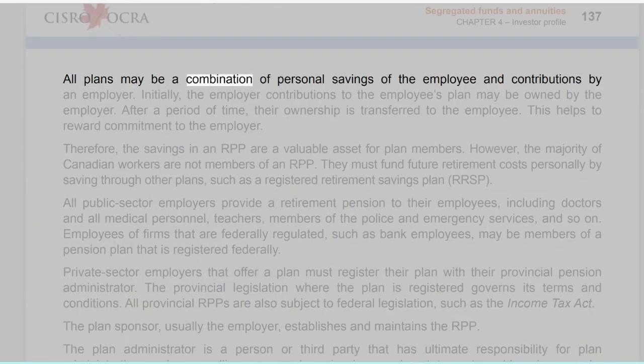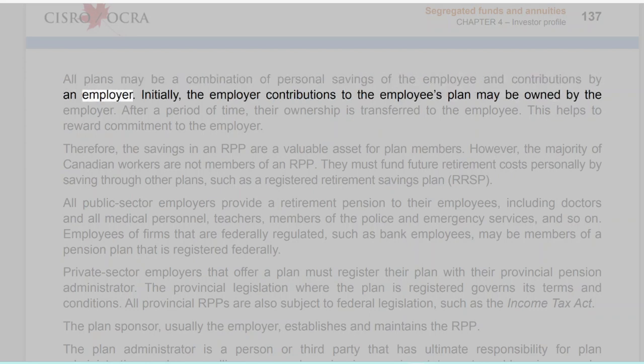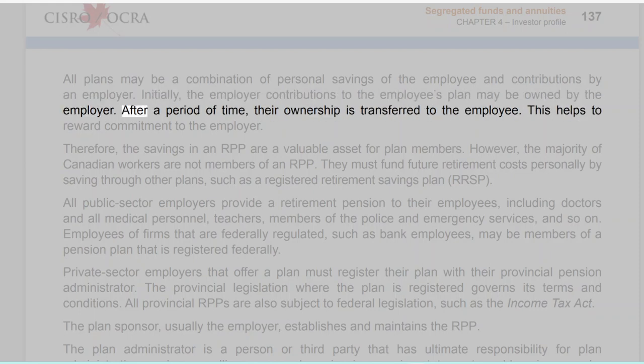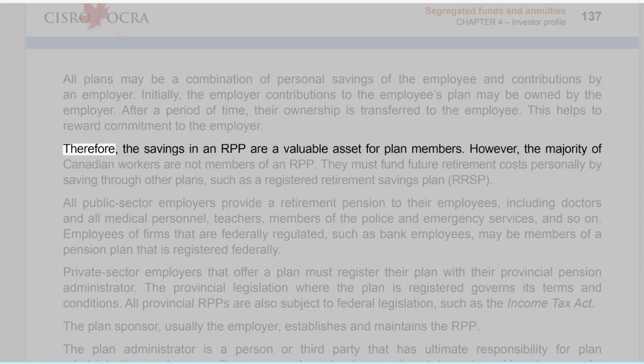All plans may be a combination of personal savings of the employee and contributions by an employer. Initially, the employer contributions to the employee's plan may be owned by the employer. After a period of time, their ownership is transferred to the employee. This helps to reward commitment to the employer. Therefore, the savings in an RPP are a valuable asset for plan members.